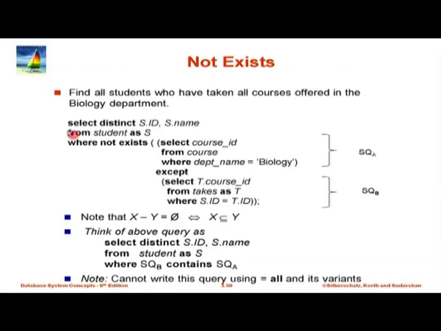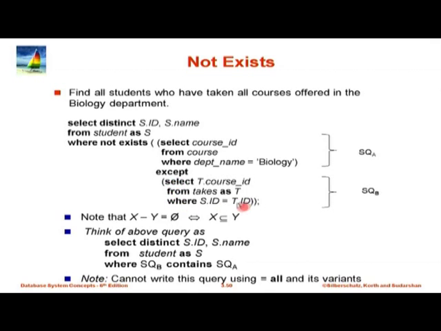So, let's look at the query as shown here. Students have taken all courses offered in the biology department. So, what is going on here? I'm finding students where something is true. Now, what is this something? Let's break it into pieces. The first subquery here is select course ID from course where department name equal to biology. What is this doing? It's finding all courses in the biology department.